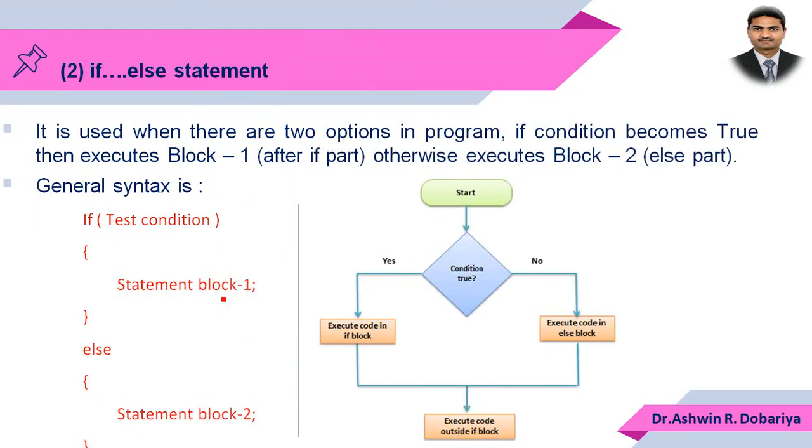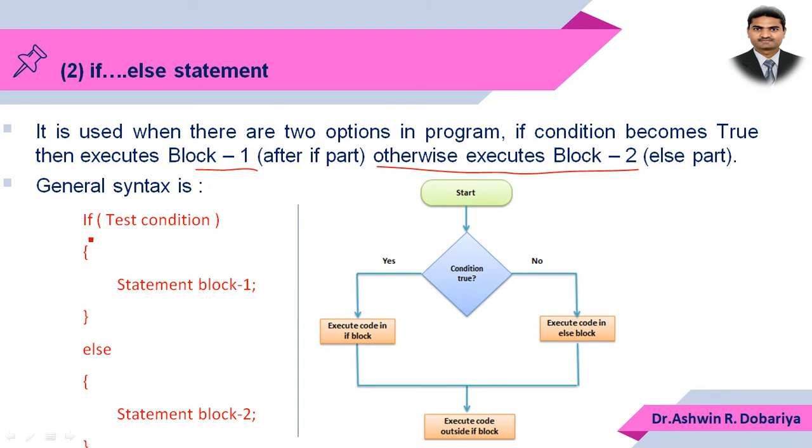Now the second type of if statement or condition statement that we can write is with the else part. So in our program, in some situations we want to execute a certain block of statements if the condition becomes true, and if the condition becomes false, then we want to execute another block. Then in those situations we can write the if else statement. So it is used when there are two options in our program. If the condition becomes true, then we want to execute block 1, otherwise we want to execute block 2.